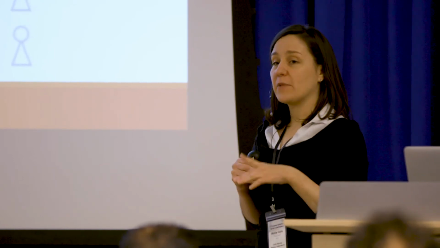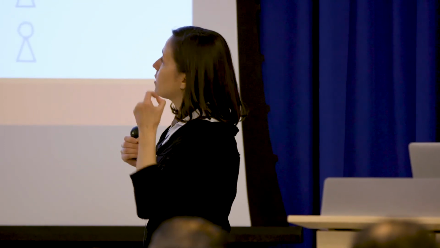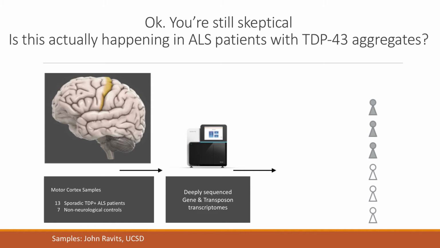Okay, so you're still skeptical. You say, okay, all of these things, transposons or transcripts are going up in cells and in mouse models, but how do you know this is actually happening in the relevant tissues in a clinical setting, right? In patients with TDP43 aggregates, ALS patients, in motor cortex, are we going to see levels of transposons going up as well? And so we started out getting together with a fabulous neurologist at UCSD named John Ravitz.